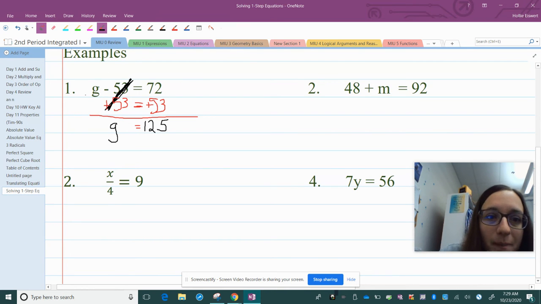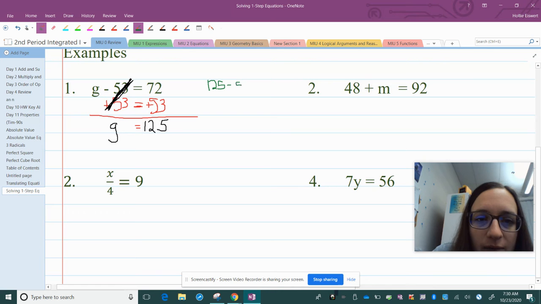Now, we could always substitute it back in and check. So I will be checking with green here. If we have our 125 minus 53, we can see, does that equal 72?